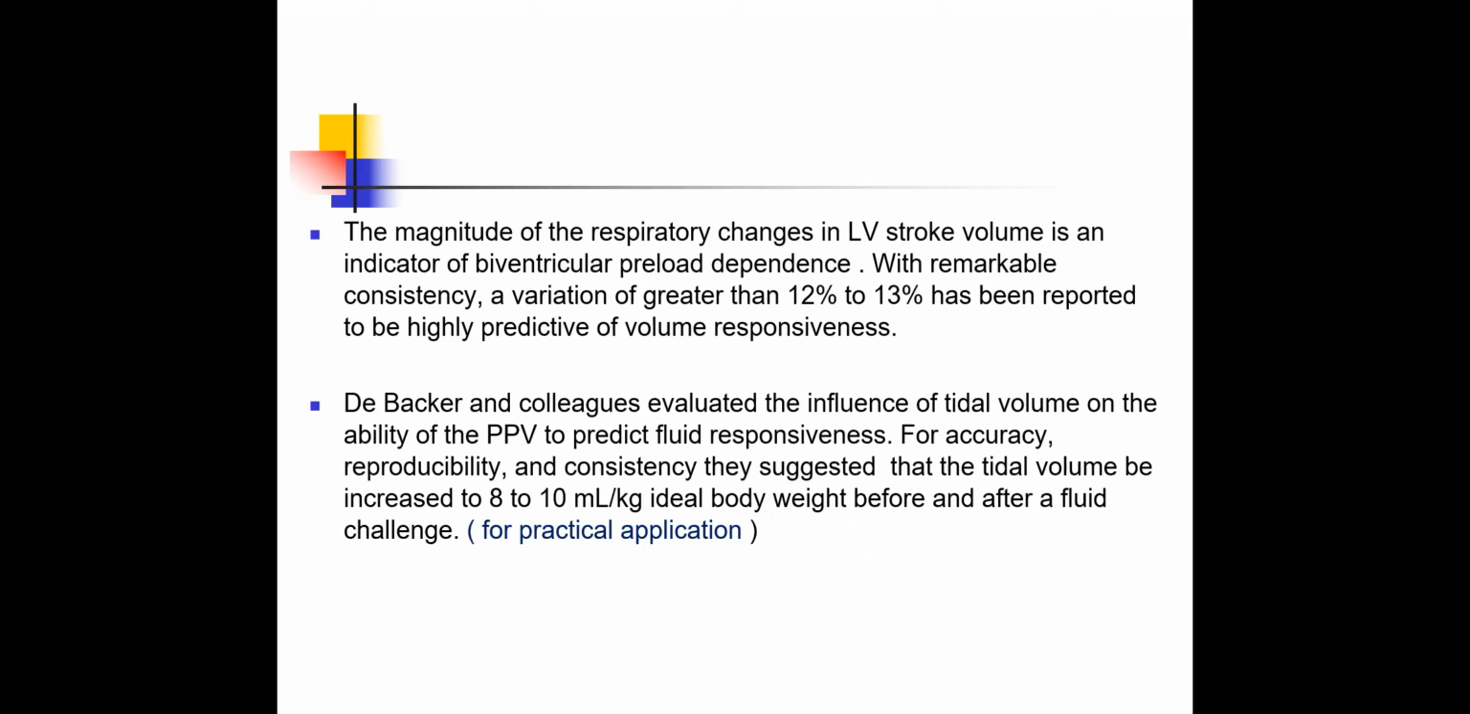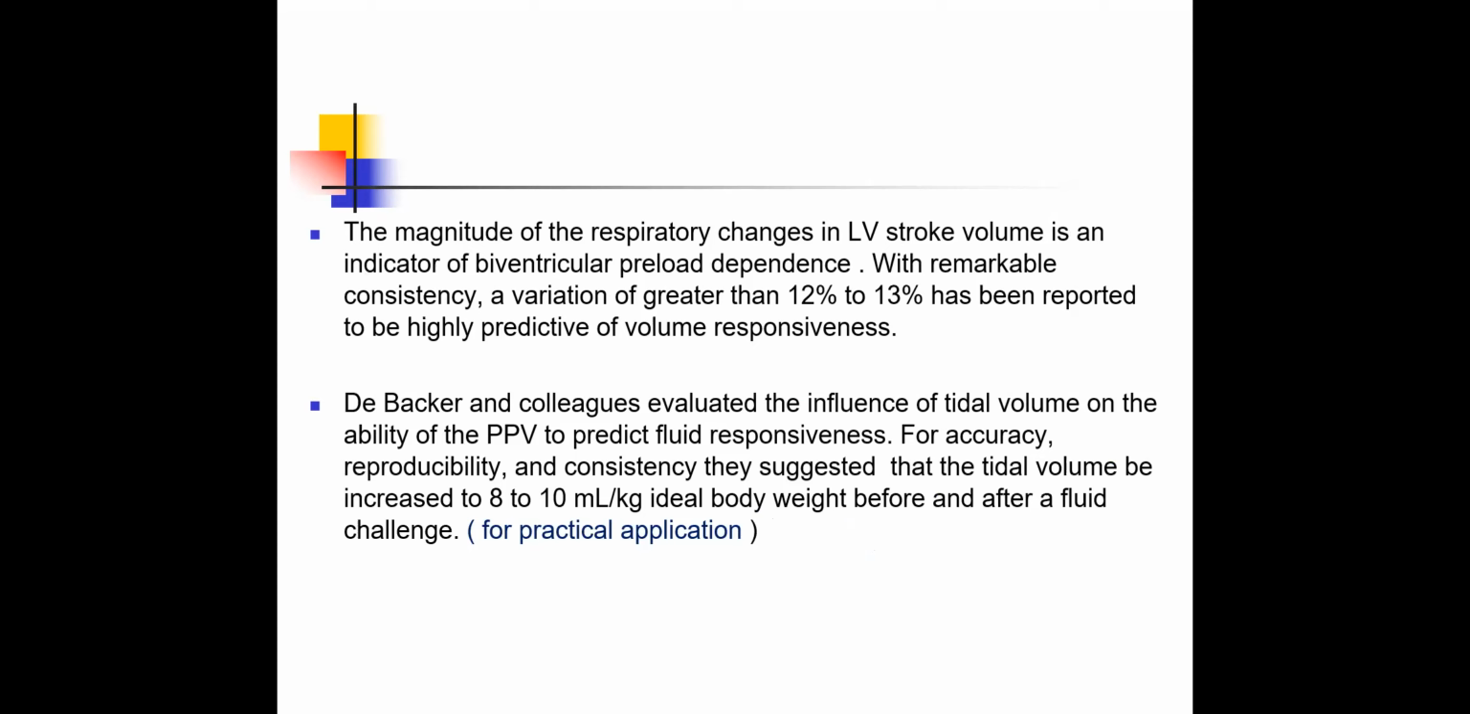The magnitude of the respiratory changes in LV stroke volume is an indicator of biventricular preload dependence. With remarkable consistency, a variation of greater than 12 to 13% has been reported to be highly predictive of volume responsiveness. Multiple times I am repeating the same concept so that it is ingrained.